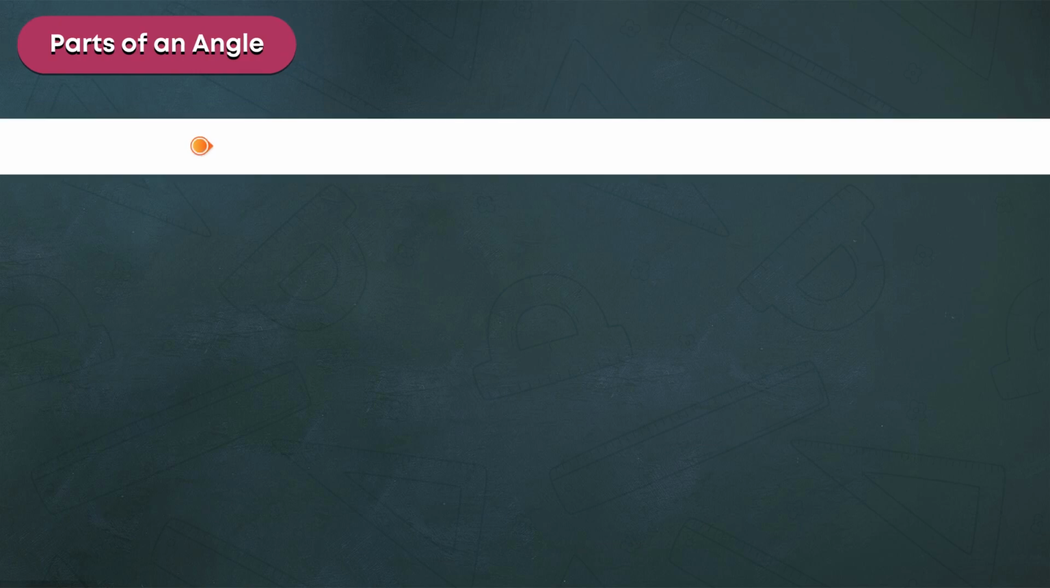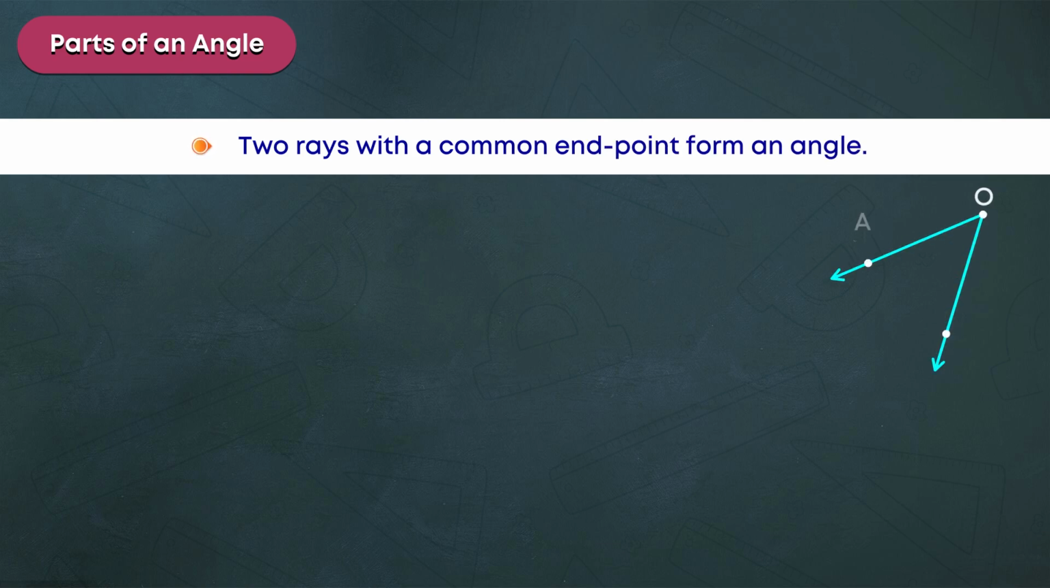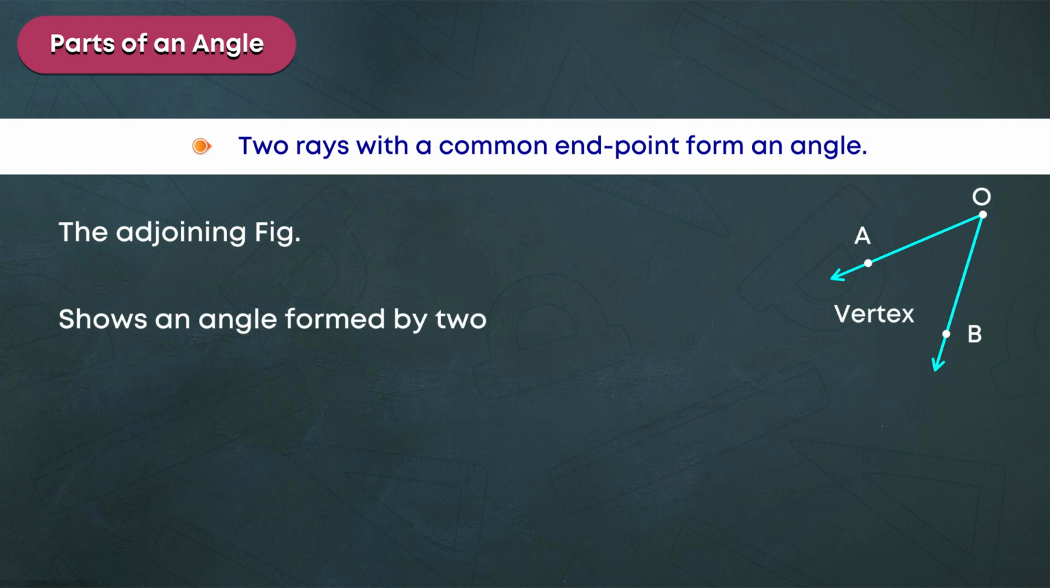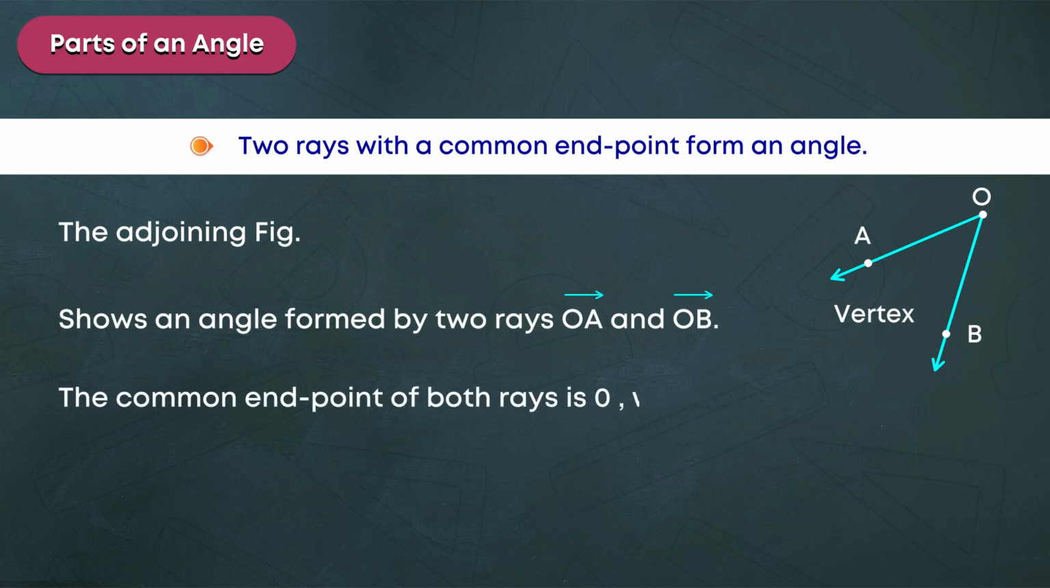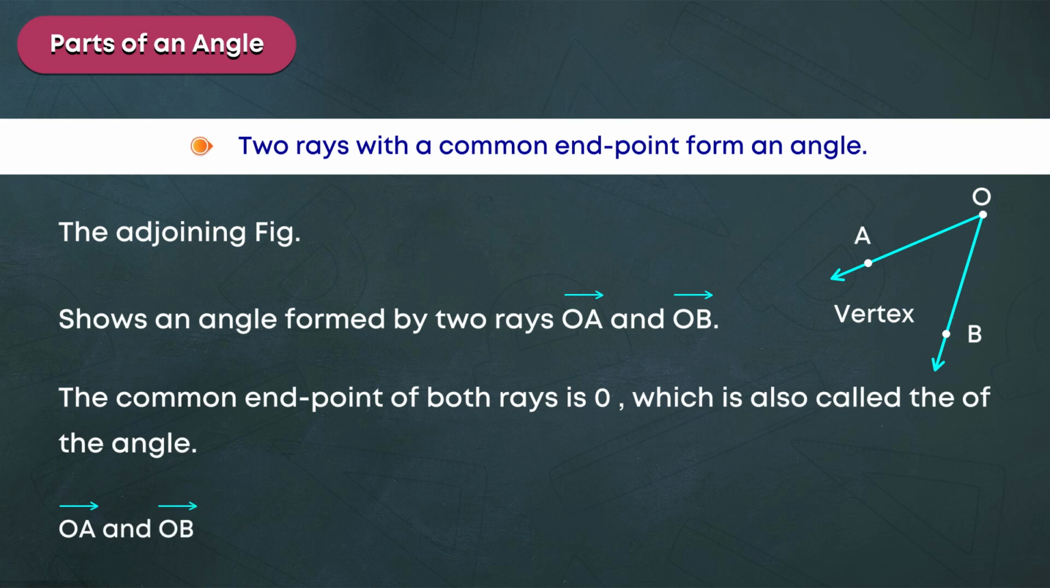Parts of an angle. Two rays with a common endpoint form an angle. The adjoining figure shows an angle formed by two rays, OA and OB. The common endpoint of both rays is O, which is also called the vertex of the angle. OA and OB are called the two arms of the angle.